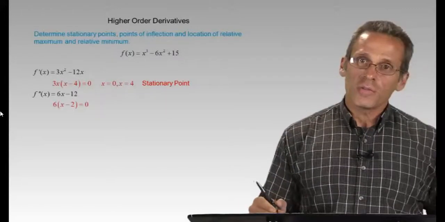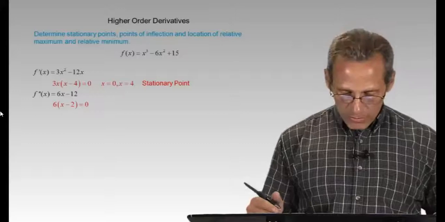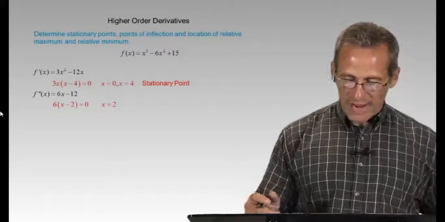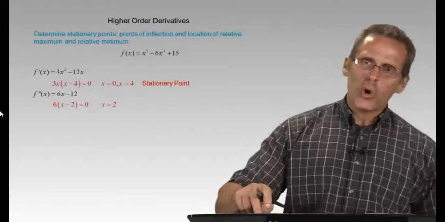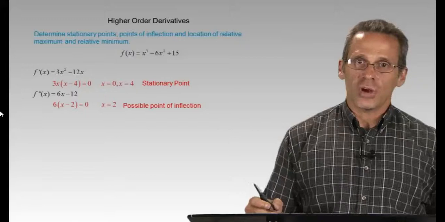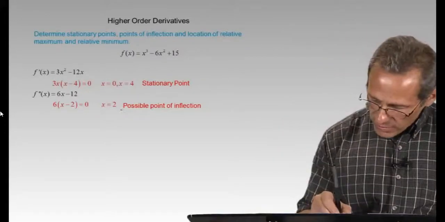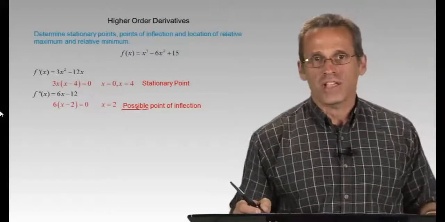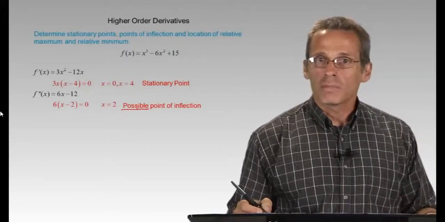We solve this equation that's set equal to 0 by factoring out a 6 from both terms, and setting x minus 2 equal to 0, we find x to be 2. Now x equals 2 is in the domain of the function. It is where the second derivative is 0. But this is not an inflection point with certainty. It is a possible inflection point. It may or may not be an inflection point.